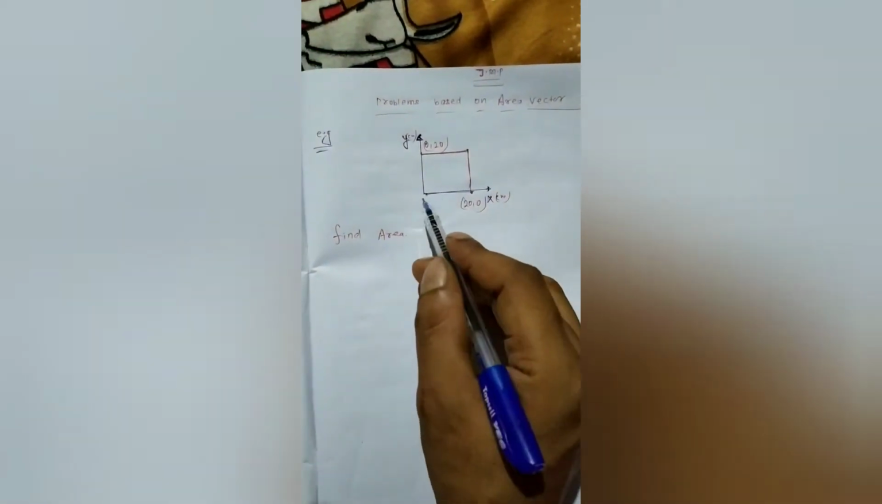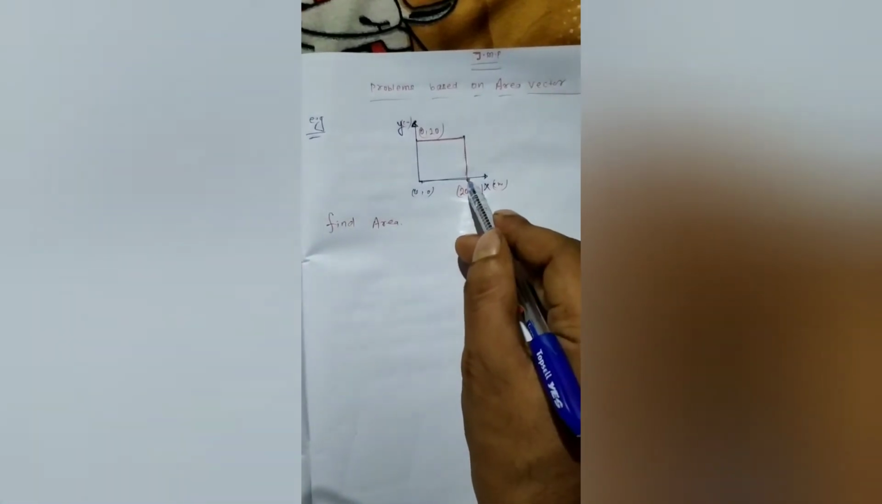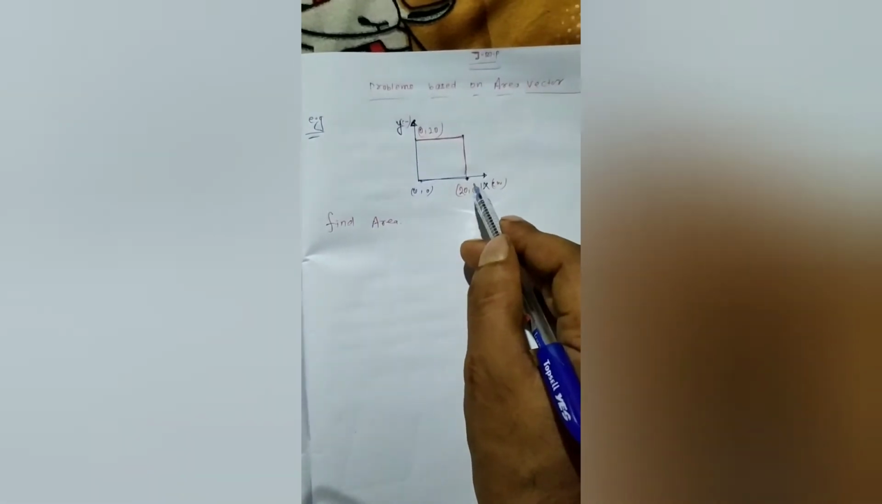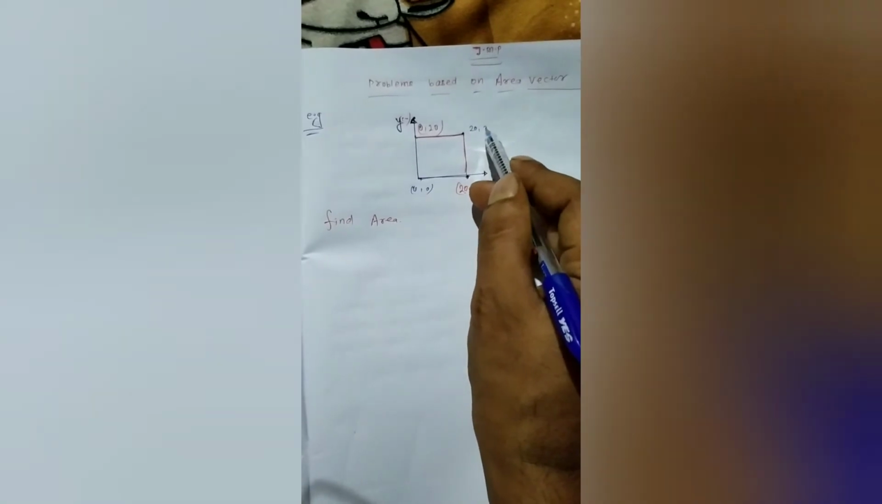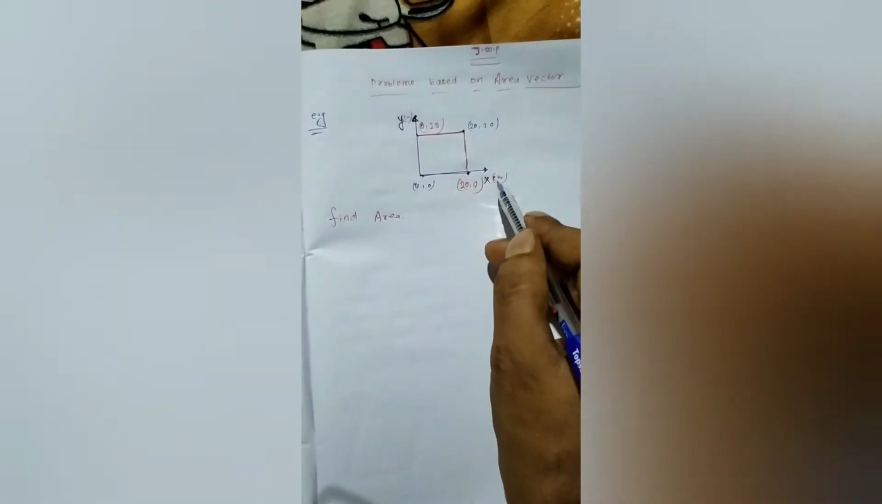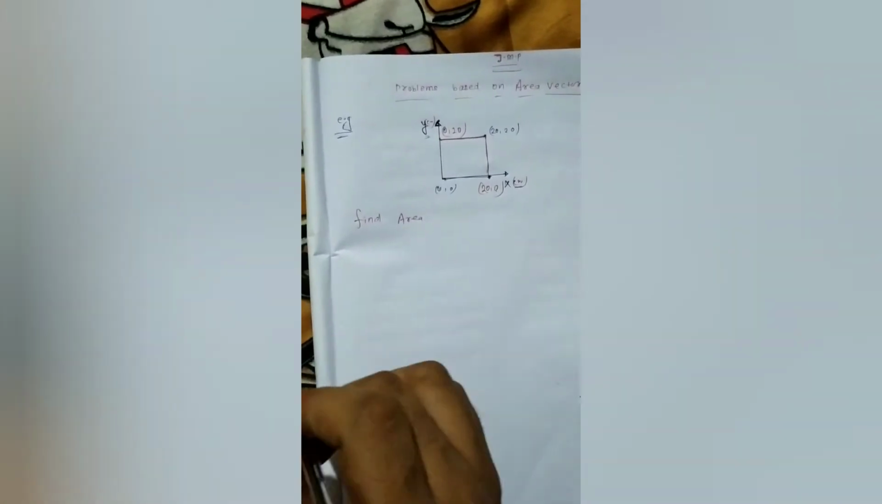Once again, we are here with problems based on area vector. Just start with a simple problem. Suppose that we have a square in the xy plane. One corner of the square is at the origin (0, 0), another corner is at (20, 0), another at (0, 20), and this is (20, 20). Here it is given that x is in centimeter, y is in centimeter. They are asking to find the area vector.